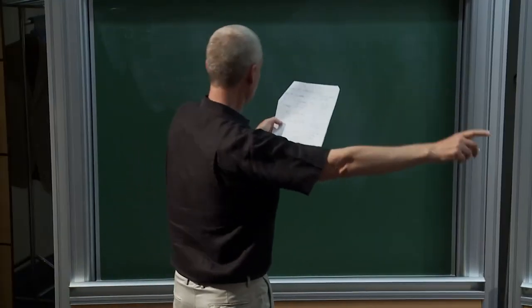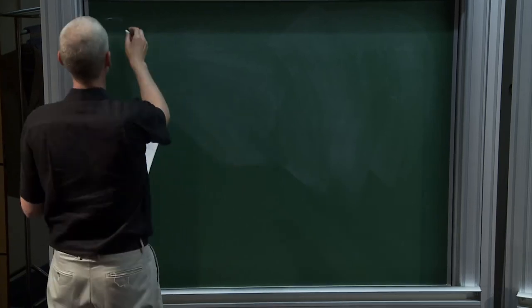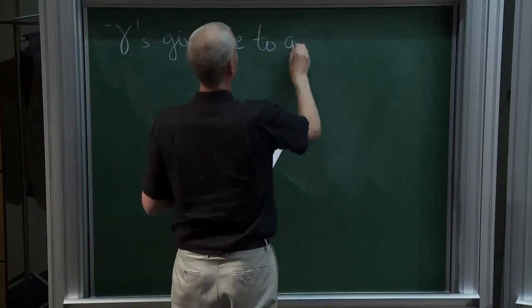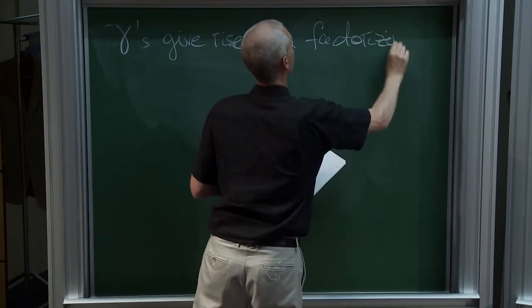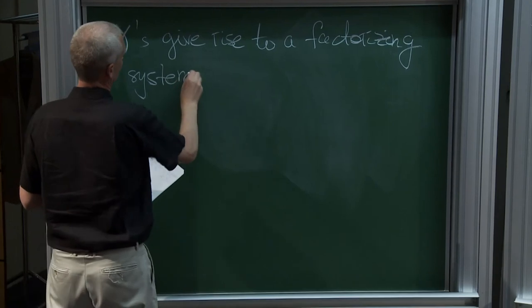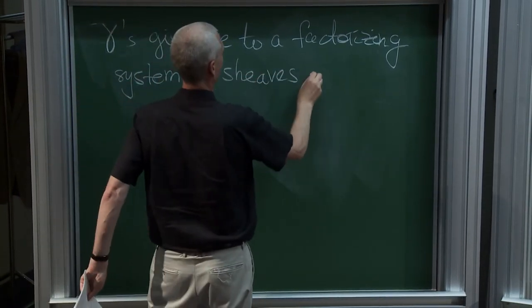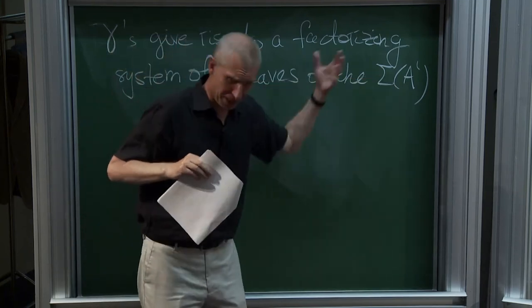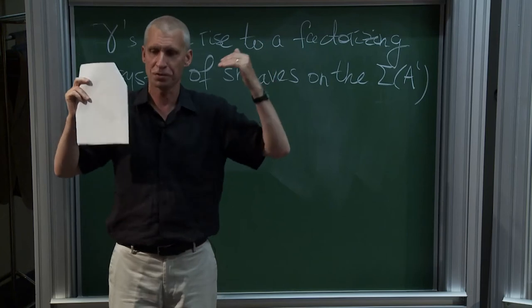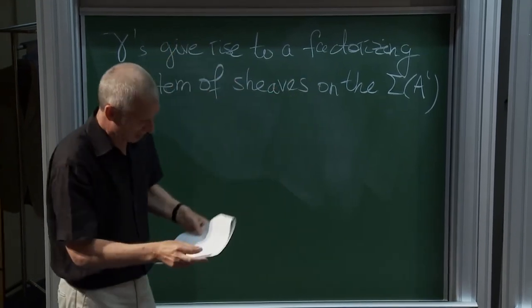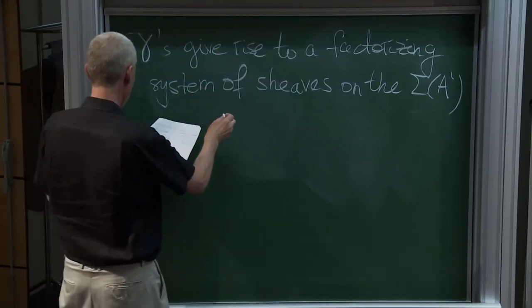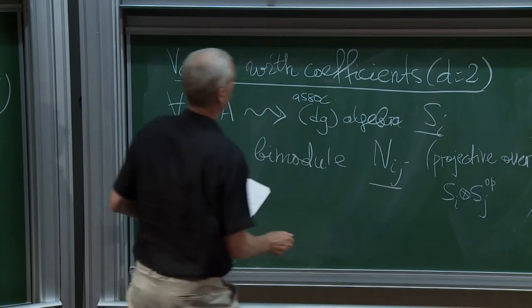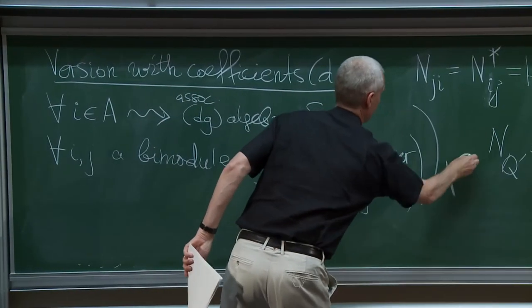So we have those generalization maps, and the gammas give rise to a factorizing system of sheaves on the sigma of A prime, which means that if I have a face of this secondary polytope, it's a product, and the restriction of the corresponding sheaf to this face would be the external tensor product of those sheaves. And this, again, by the same formalism, gives rise to an algebra which now will depend on this data. Let me call this data just N. It's called G_N.